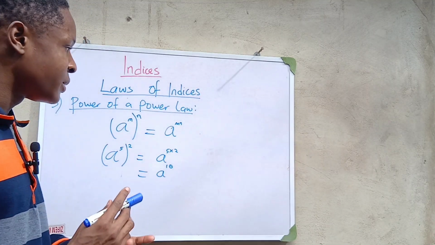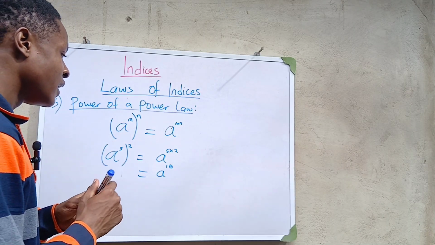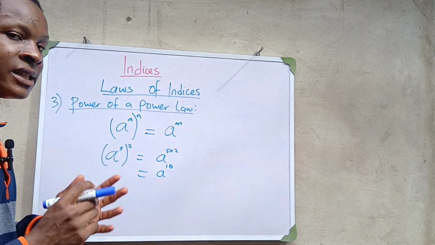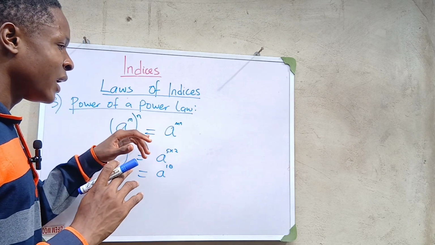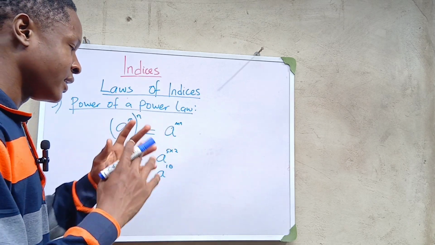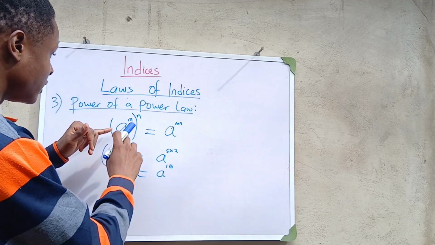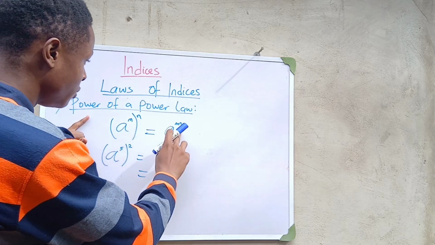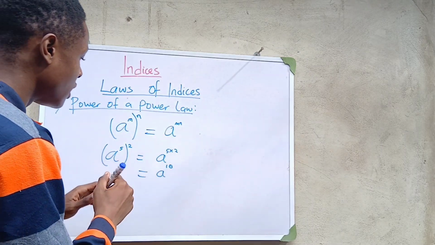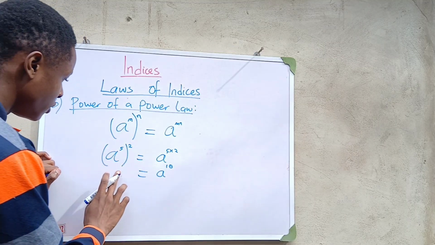Now this might look similar to product law, but they are different. In product law, we are multiplying the same bases that have their index, and we are going to add their index. But in this case, this base with an index has another power. So we are going to be multiplying their index. So this a raised to power 5 all squared is still the same as using product law.